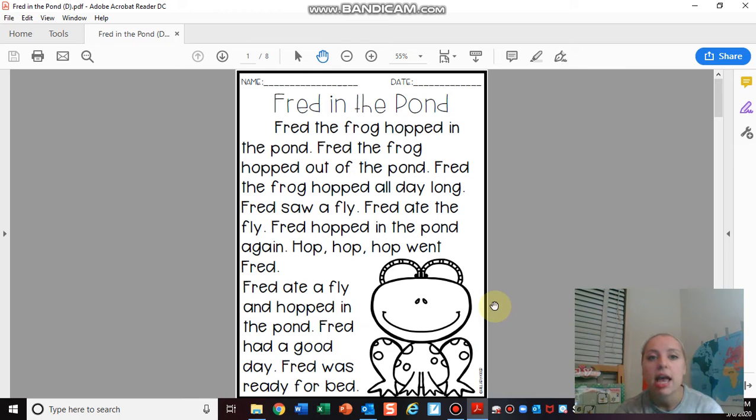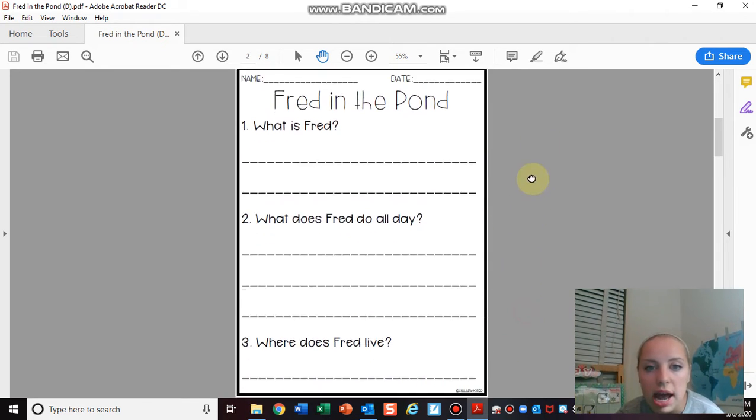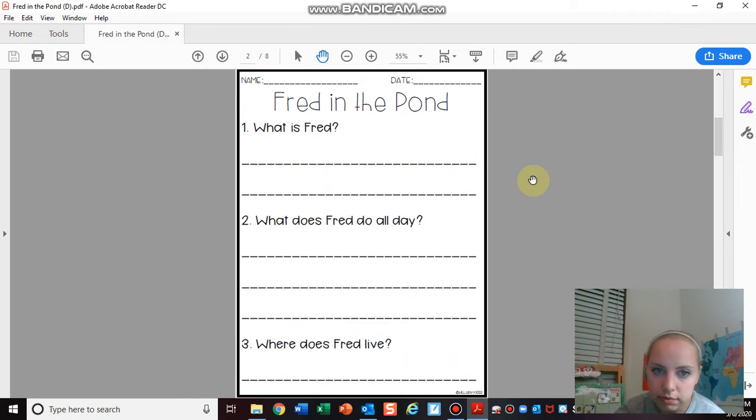Okay, now remember I said for our level text from now on, we are going to be answering comprehension or understanding questions about the text. So let's go ahead and go down to the second page. So the first question that I'm circling says, what is Fred? So this is an easy question. Fred is a frog. So you can write, Fred is a frog.